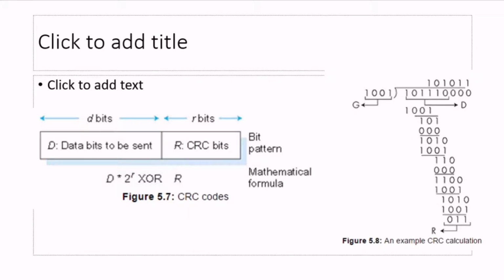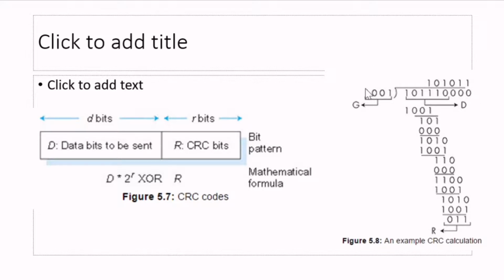Let's look into this example. For example, we have D bits of data 101110, and this is the divisor, which is G. The first thing you need to do to generate the CRC is that a string of n zeros is appended to the data unit that is going to be transmitted. We have 3 bits of 0 because over here we have 4 bits, so we need to add 4 minus 1, that's why we get 3.